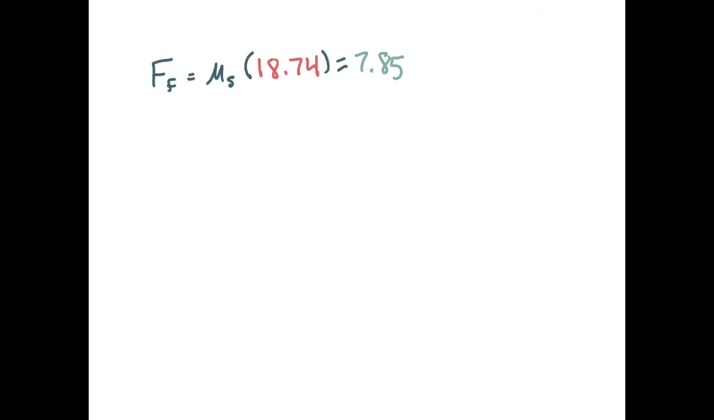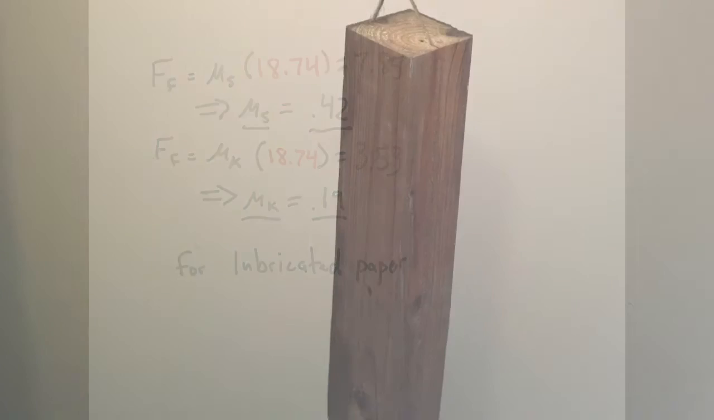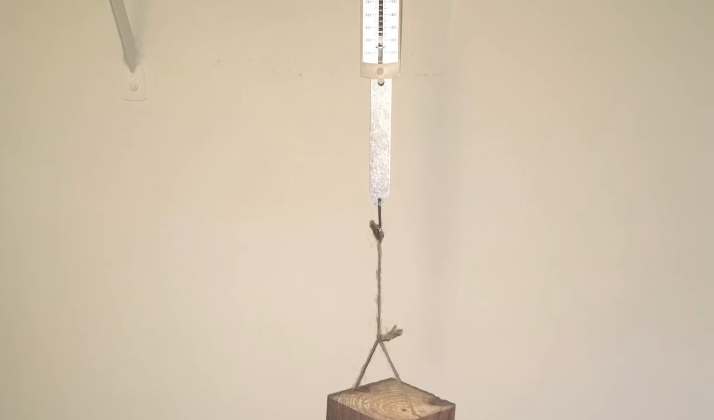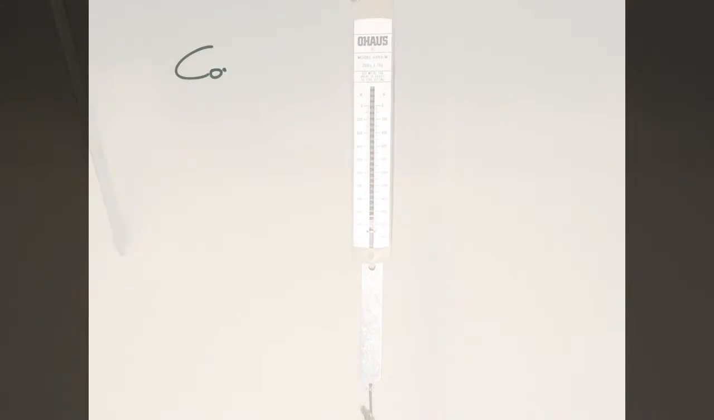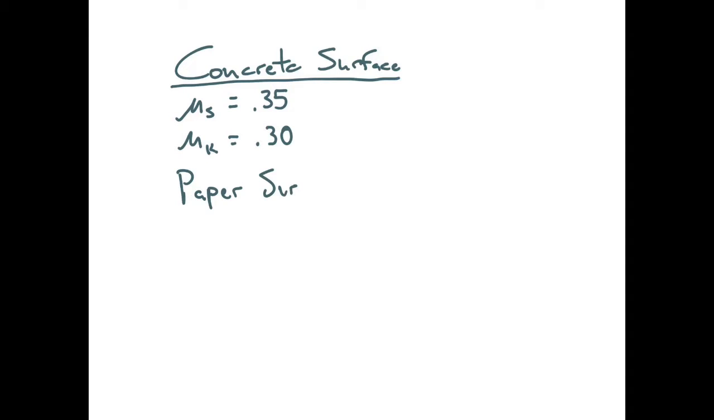Using the forces found during the demonstrations, we can now determine what the coefficients of friction are by using the equation for friction. The normal force used in our equations is equal to the weight of the block, which was calculated as 18.74 newtons after measured at 1,910 grams.